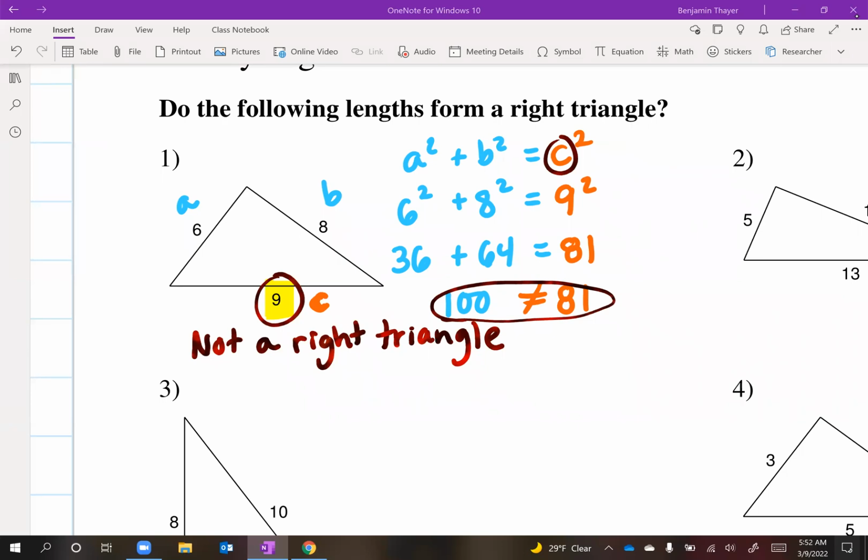So why don't you pause this video and try number 2 on your own or with your group, and then we'll go through it together before we jump to another section. Go ahead and pause and try number 2.